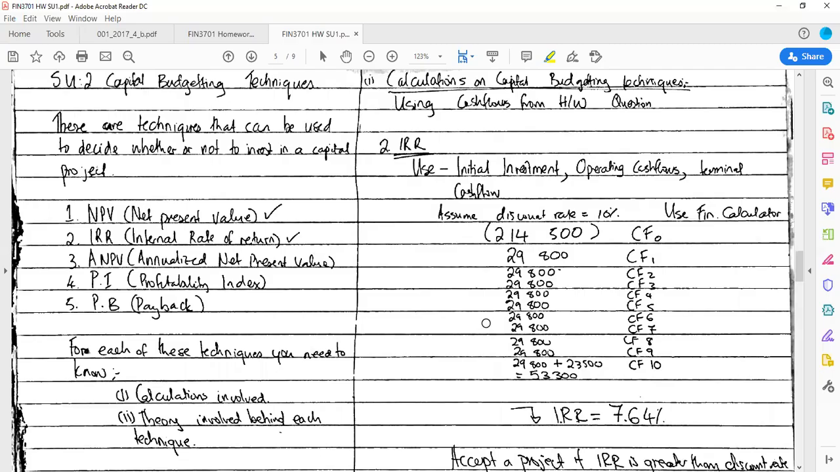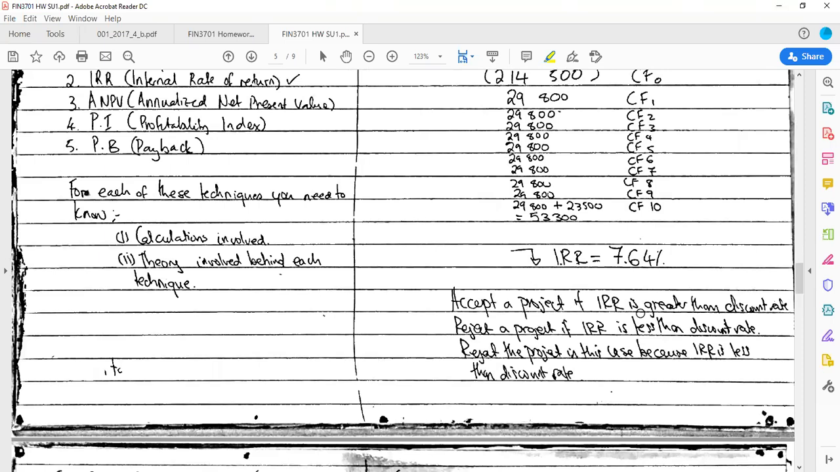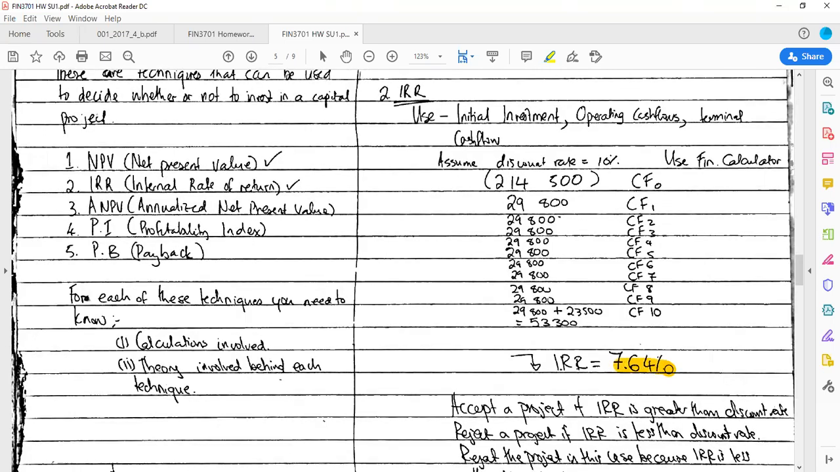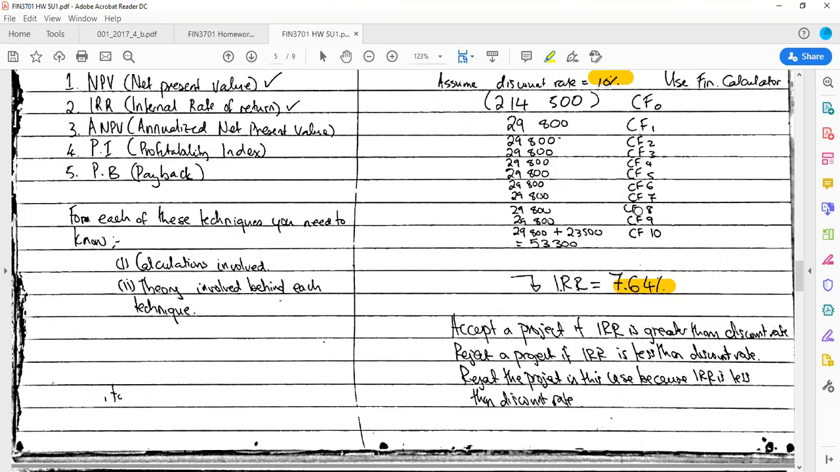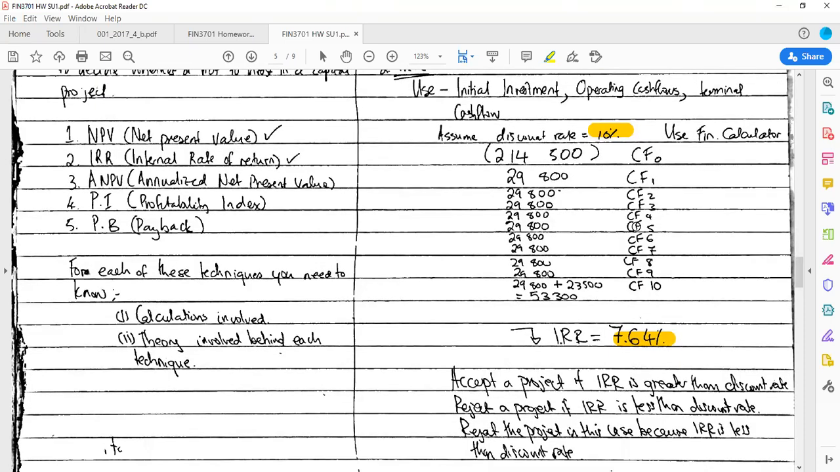And then with the internal rate of return, we accept the project if the internal rate of return is greater than the discount rate, and we reject the project if the internal rate of return is less than the discount rate. So in this case, our internal rate of return is less than 10%, so we reject the project because the IRR is less than the discount rate.